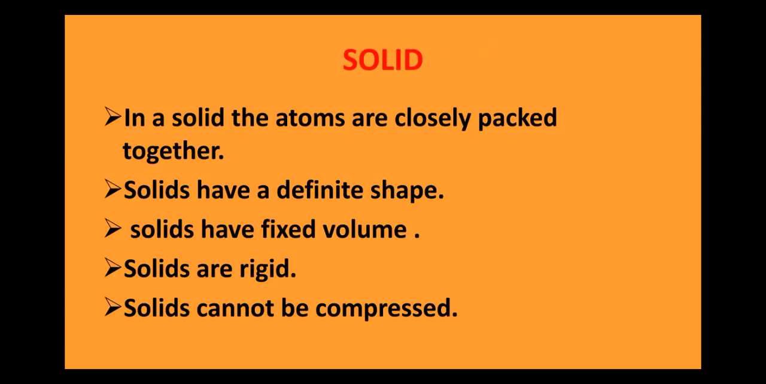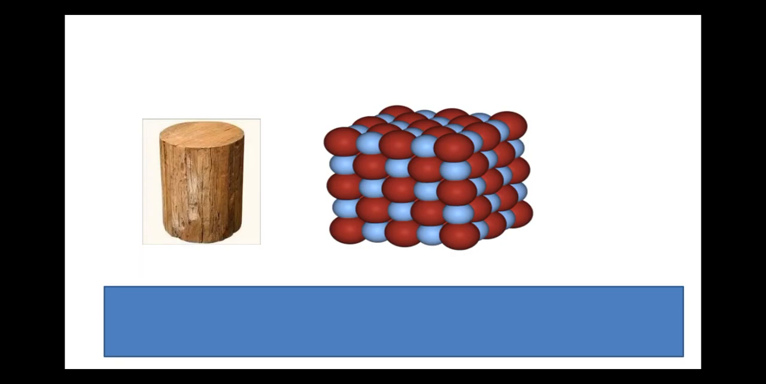Solid. In a solid, the atoms are closely packed together. Solids have a definite shape. Solids have a fixed volume. Solids are rigid. Solids cannot be compressed. Let us understand each of these properties one by one.